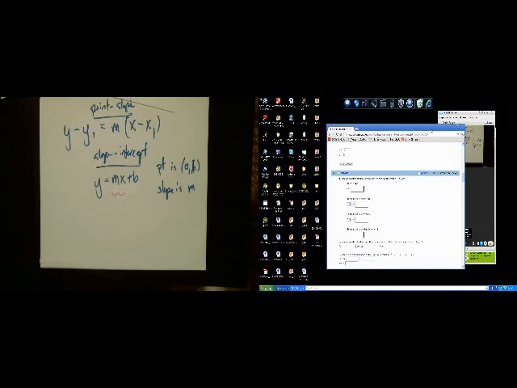Has he talked about slope or equations for tangent lines or anything like that? No, not that I kept up with. I'm not sure.